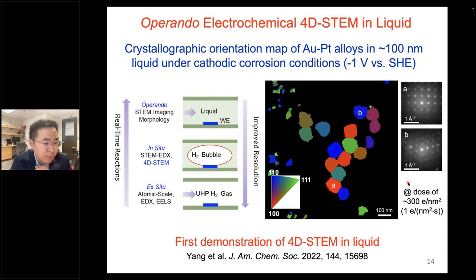This, if you recall, is fairly comparable to, or even lower than, the beam dose one often uses for cryo EM. And this actually is the first demonstration of 4D STEM in liquid. We can now begin to go beyond the conventional TEM or SEM imaging and apply the latest developments of diffraction and spectroscopy analysis to this fairly complex nanoparticle system. With those technical developments, now we are ready to really resolve the dynamic evolution behavior of nanoparticles.